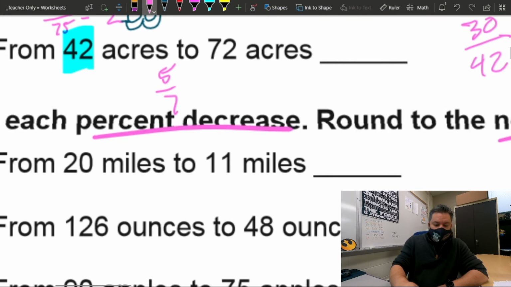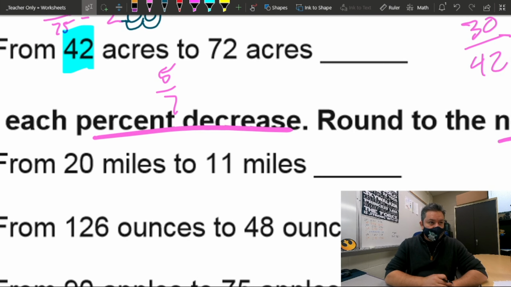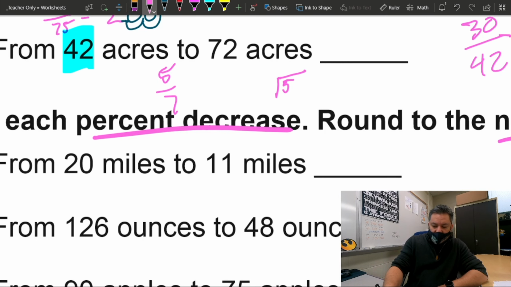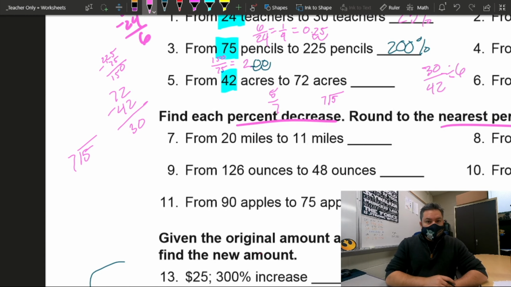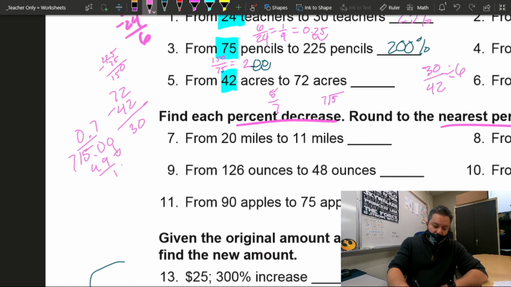5/7. So at this point, I'm going to do TiVo. 5 goes inside, 7 goes outside. Let me do it over here on the side because it's going to take a little bit of space. Just a quick refresher on long division. Does 7 go into 5? No. Add a decimal, add a 0, bring the decimal up. Does 7 go into 49? 7 times. 7 times 7 is 49. Subtract, you get 1. Add another 0, bring it down.